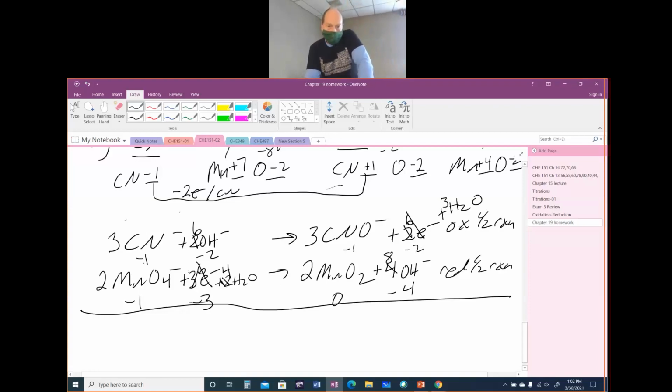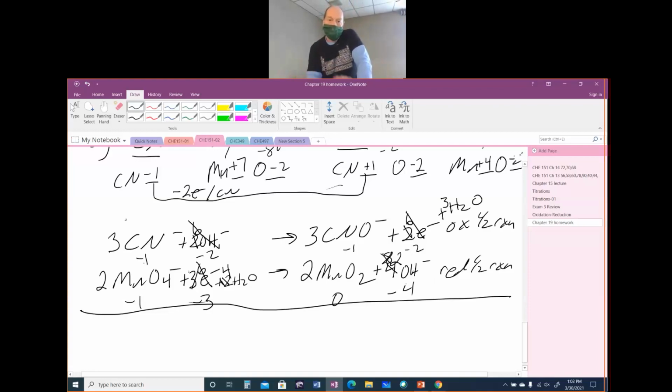All right, I also see I have OH on the left and I have OH on the right. You can only have OH on one side of the reaction. So the lowest number is 6. So I subtract 6 OH minuses from both sides. So now we are down to 2 OH minuses on the right.